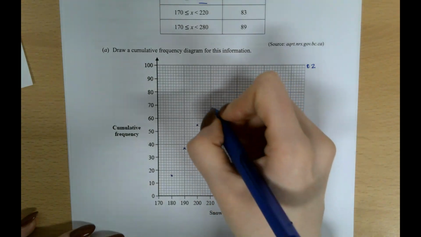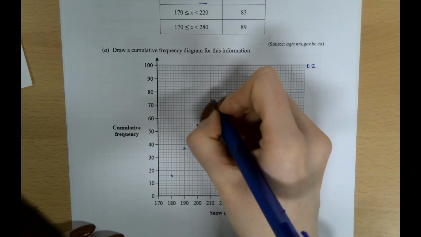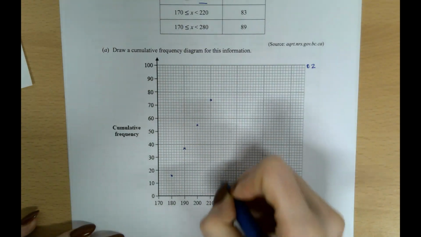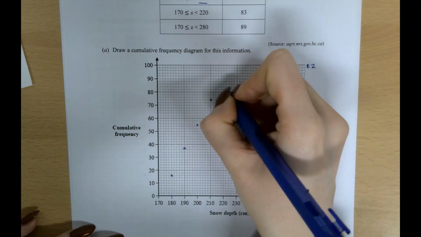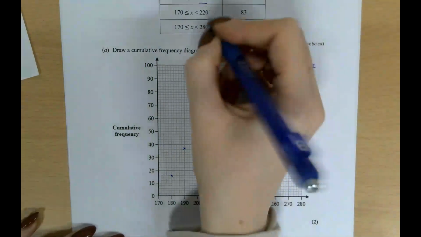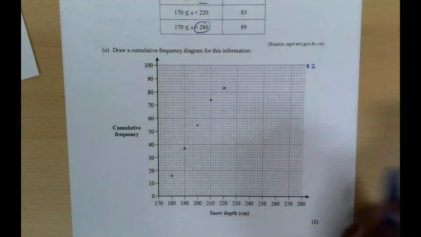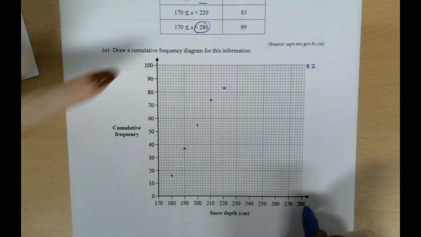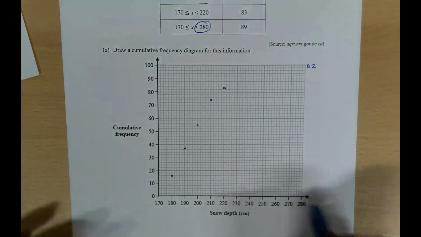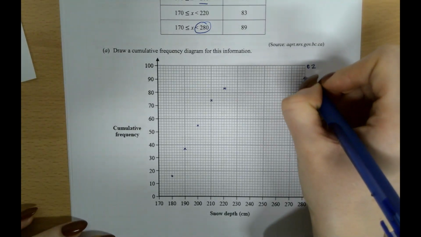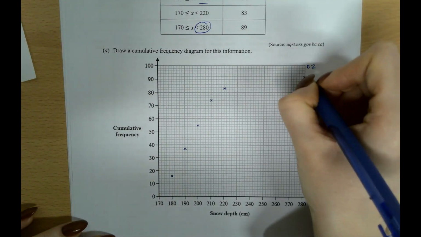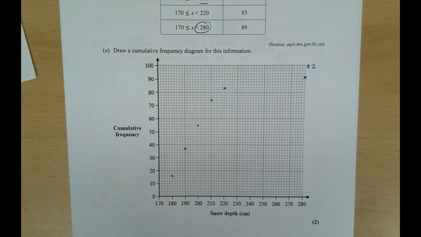210, we are up to 74. 220, we are up to 83. And we just need to be careful here because this last one is not 230 as we might expect. It is in fact 280, but it's also not 100. So we have to be really careful that we spot that actually that point there is going like so.